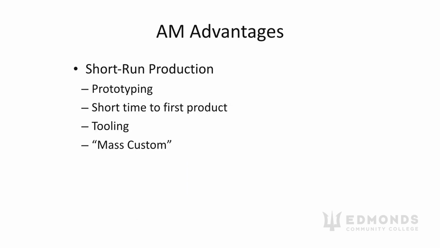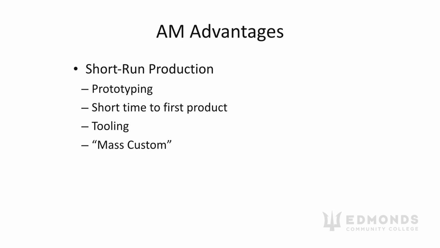One of the biggest advantages of additive manufacturing production is in short-run production, especially in the case of prototyping, which is sort of the ultimate short-run production. We want to produce one piece, maybe a handful, that do exactly what we need to show for our final product, but we definitely don't want to set up an entire production process for that.